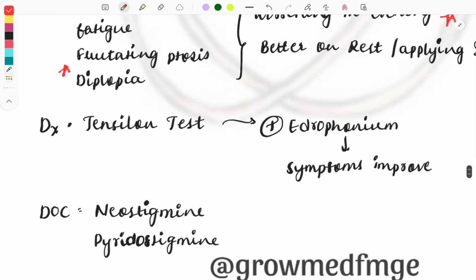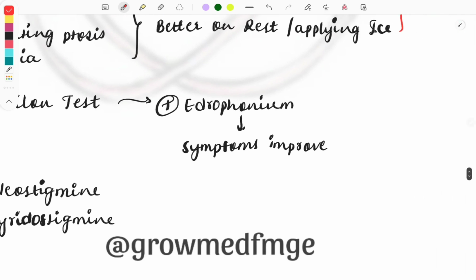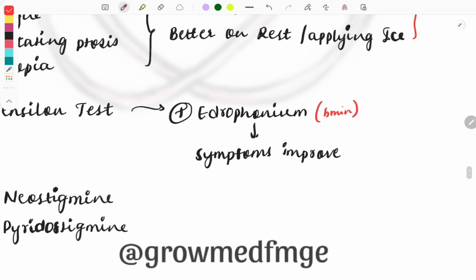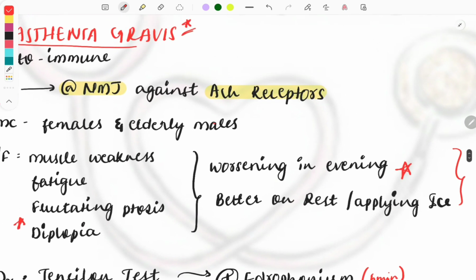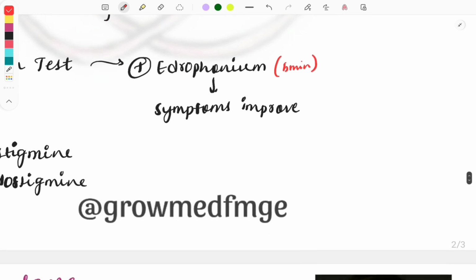Then the diagnosis is the penicillin test, and in this test we use edrophonium. This drug acts for just 5 minutes, and it helps us know whether it is myasthenia gravis causing the muscle weakness or something else. When we give edrophonium, it will improve the symptoms.